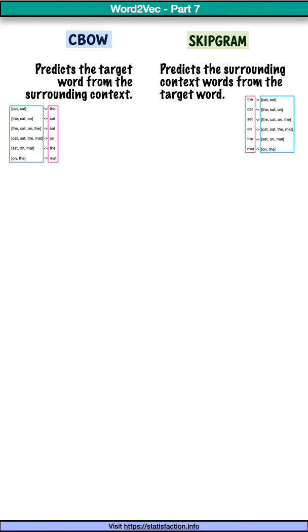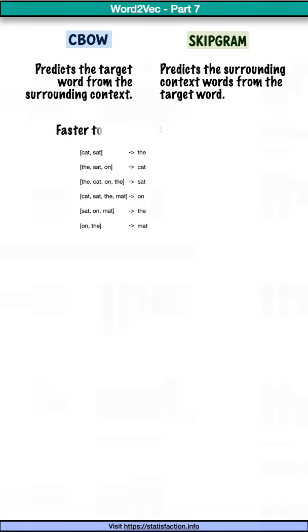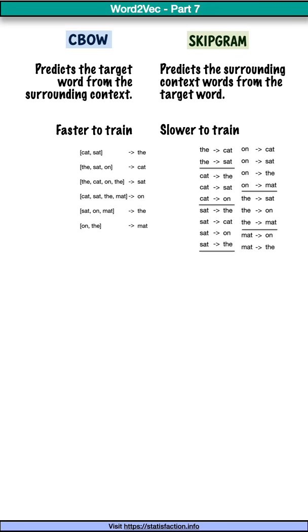In part 4, we saw that continuous bag of words uses the context words to predict the target word. In part 5, we saw that skip-gram uses the target word to predict each of the context words. The difference in the number of training samples is significant. As we saw in parts 4 and 5, with a context window of 2, continuous bag of words generated 88 training samples, while skip-gram generated 132 samples for our dataset.